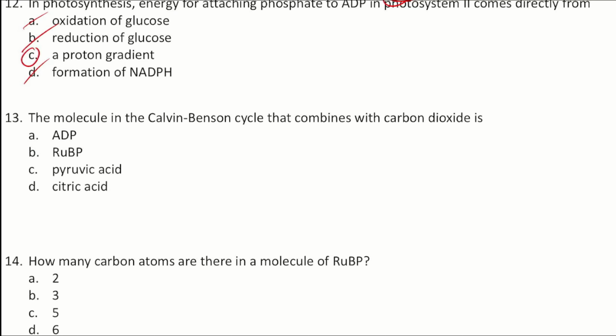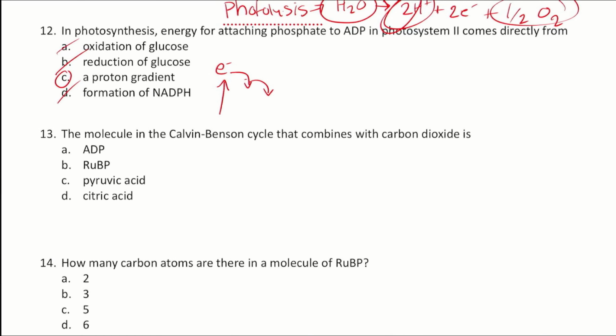And remember, we mentioned this, right? As we create that excited electron, the electron is excited, it goes from one molecule to another, losing energy. The energy is then used to, again, create ATP. So create ATP from ADP. And this should be all familiar since we talked about this. So the answer is going to be a proton gradient.